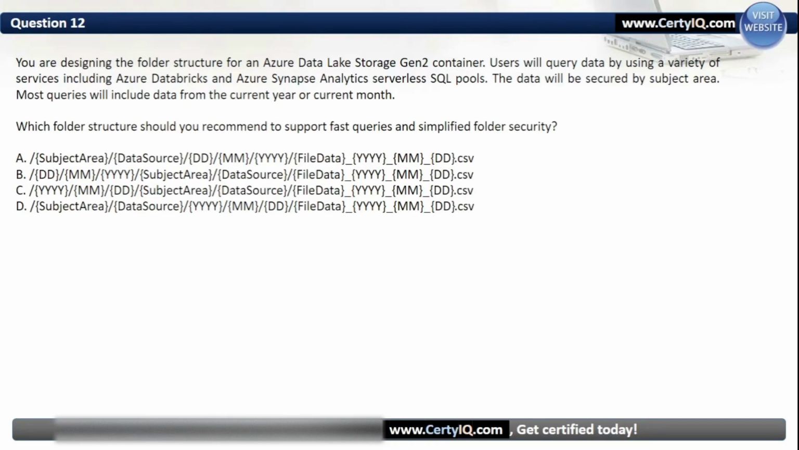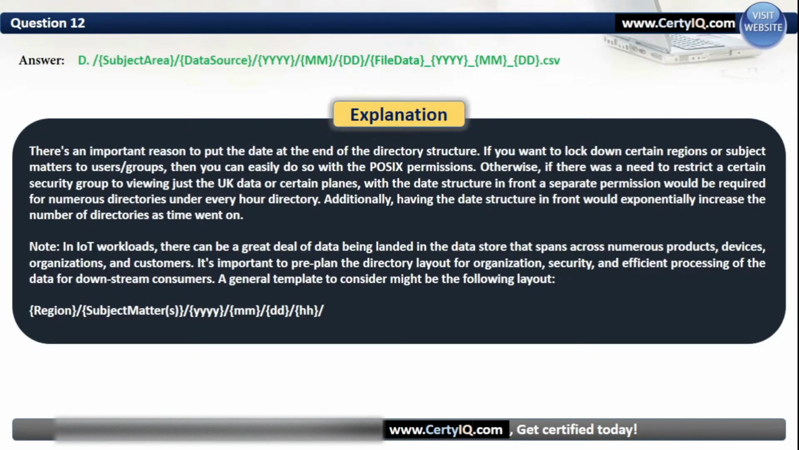The correct option is D: /subject area /data source /years /month /date /file data _years _month _date .csv. There is an important reason to put the date at the end of the directory structure. If you want to lock down certain regions or subject matters to users or groups, then you can easily do so with the POSIX permissions.